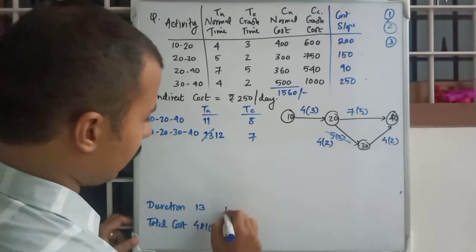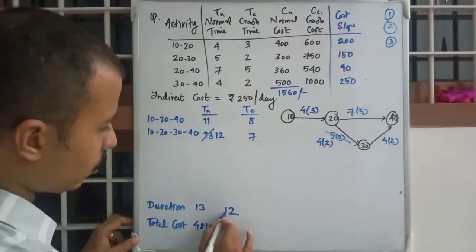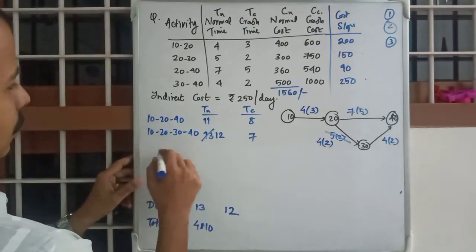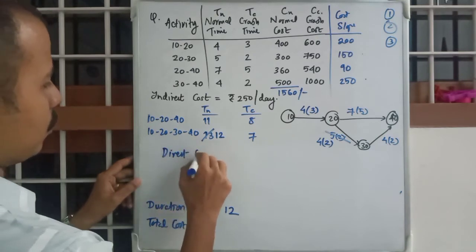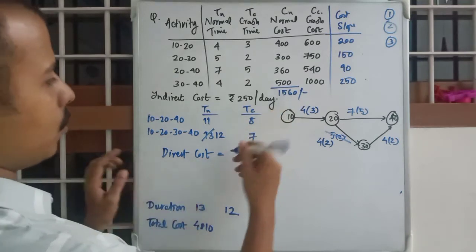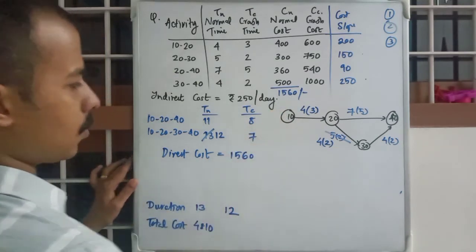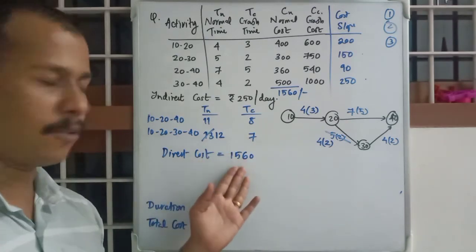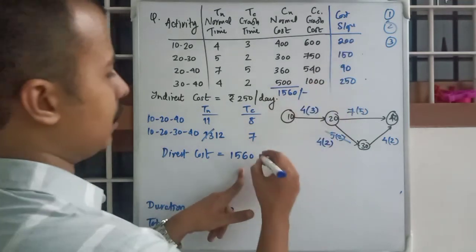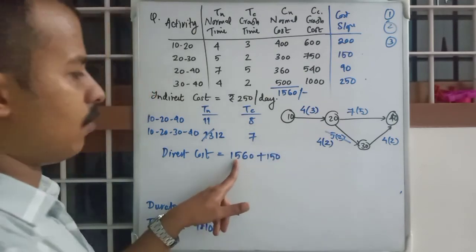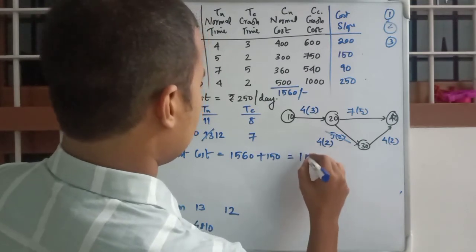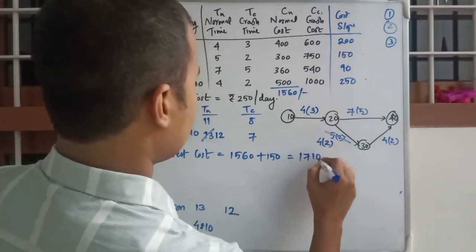And now you want to calculate the total cost corresponding to the 12-day duration. How do we calculate that? Direct cost is equal to, what was the direct cost for 13 days? 1560. So is there any change for direct cost? Yes, you will have to pay 150 rupees more, right? So direct cost is 150 plus 1560, that is 1710.